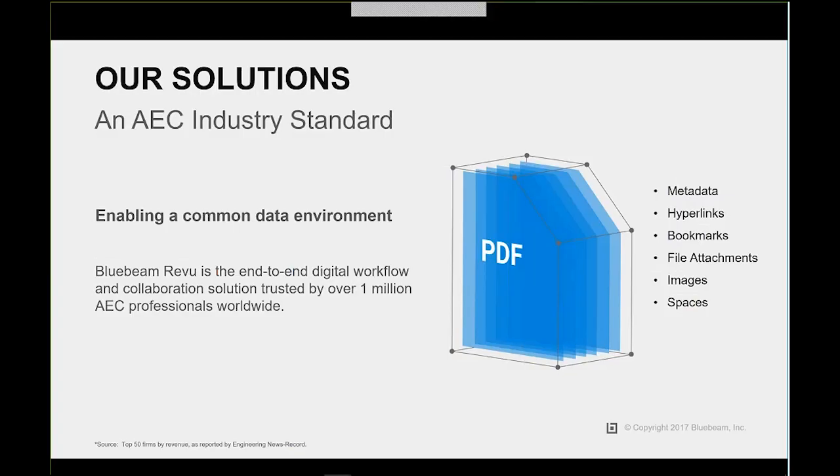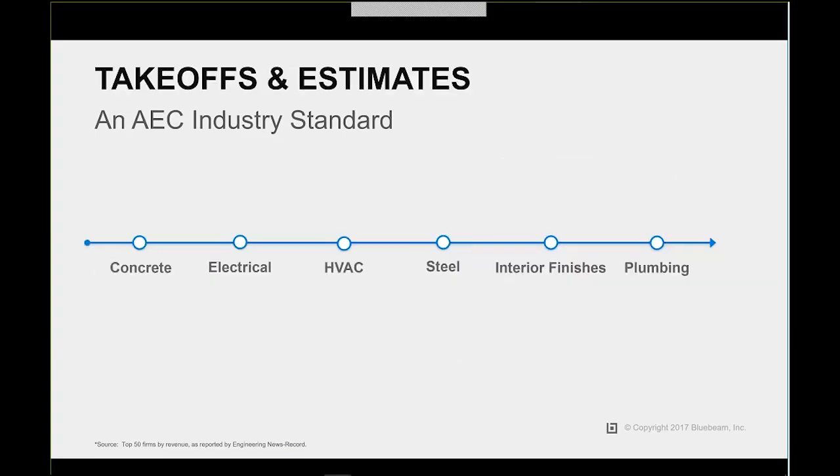The PDF file is more than just a static version of digital paper. Think of a PDF file as a container that houses several different forms of information. We have metadata, hyperlinks, bookmarks, file attachments, and images, just to name a few. Revu helps streamline the process throughout the entire project lifecycle. By viewing, editing, and sharing documents quickly with other project team members, it helps keep projects moving forward with less idle time waiting around.